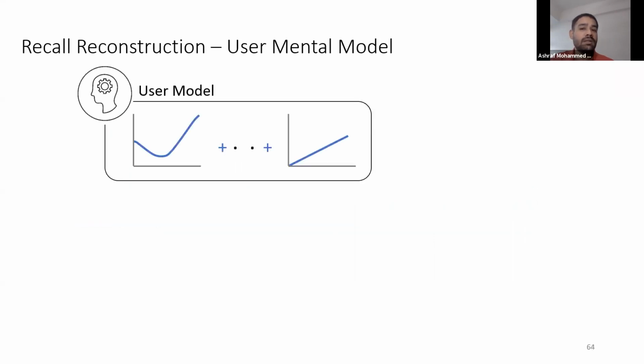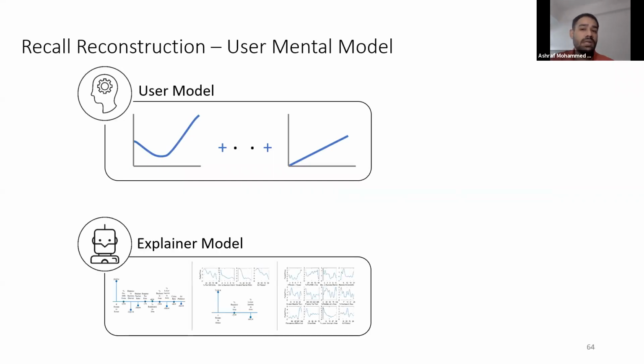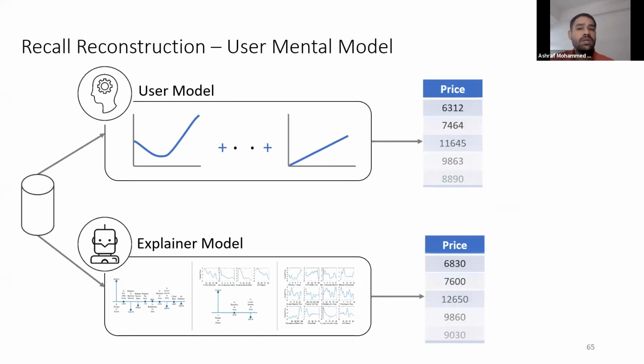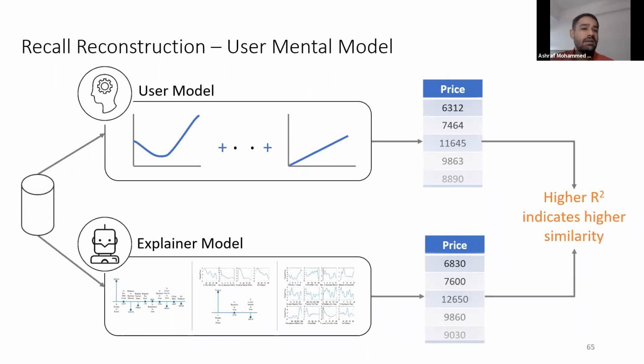Finally, the user mental model is reconstructed from the factor-outcome relationships that the user has recalled from memory. And the explainer model is simply one of the three different models based on the condition. What we really want to know is how similar the user's mental model of the explanation is to the explainer. To calculate their similarity, we use the models to make predictions on the test data set, and then we calculate the R-squared score.